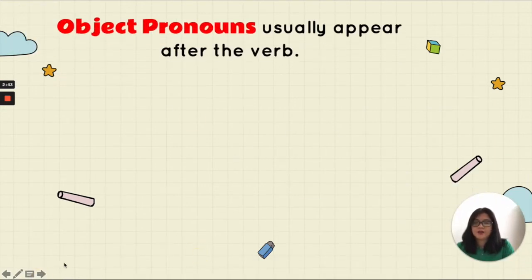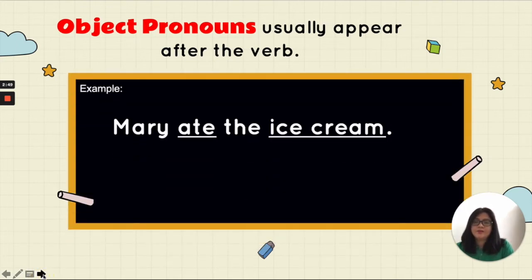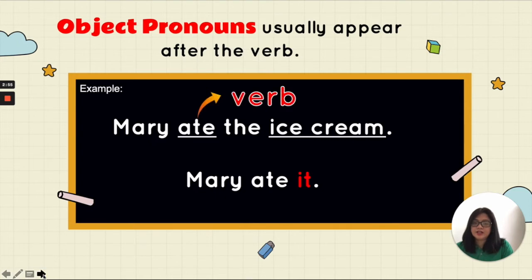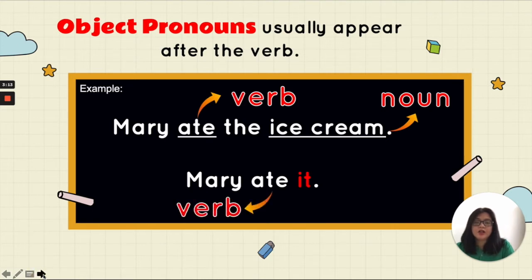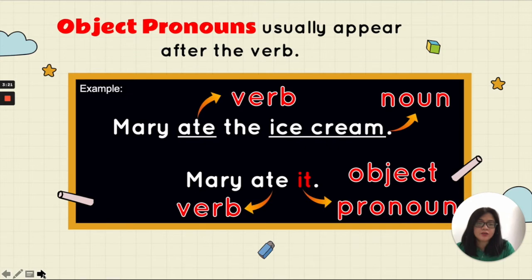Object pronouns usually appear after the verb. Let's look at an example. Mary ate the ice cream. Mary ate it. For the first sentence, here is our verb. The verb is an action word. It plays an action or movement. And ice cream is the noun. If we're going to change the noun into a pronoun, we will use the word it. Here is your second sentence. Mary ate is the verb again, and then we change ice cream to it. So the object pronoun is it.